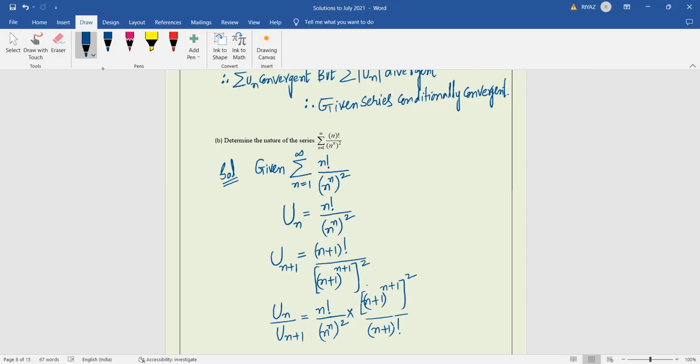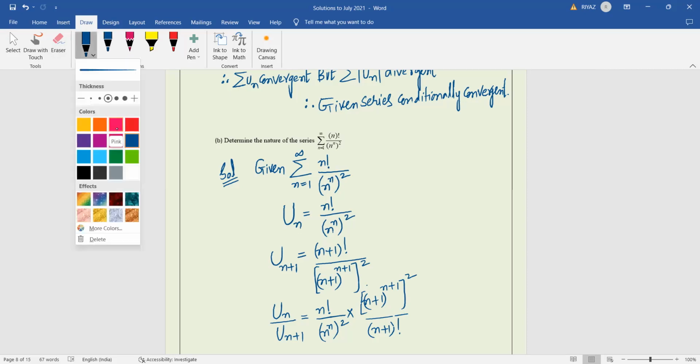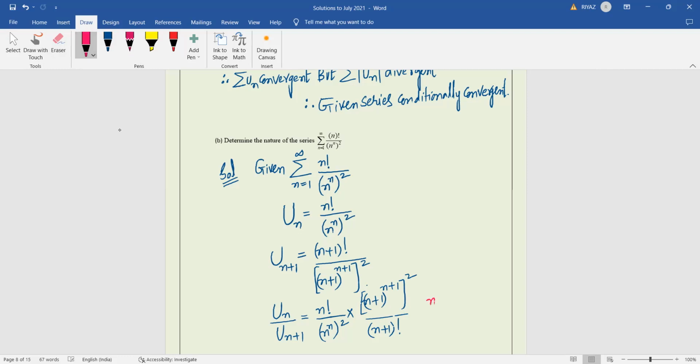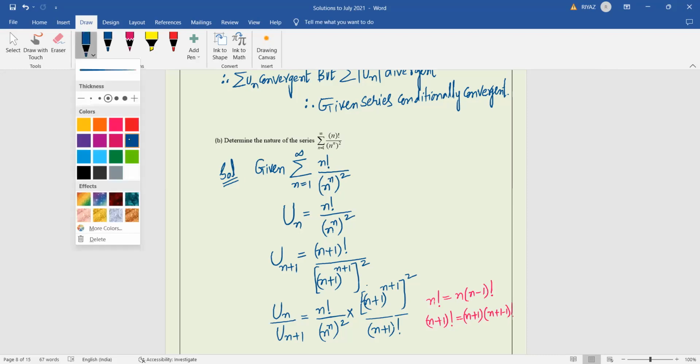Now, we can apply the n factorial formula. This is the formula: n factorial can be written as n into n minus 1 factorial. So we apply this formula for this term. If we have n plus 1 factorial, how to write this? n plus 1 into n plus 1 minus 1 factorial. So that is the next step. This is written in the rough column; in the problem we will write the same thing.